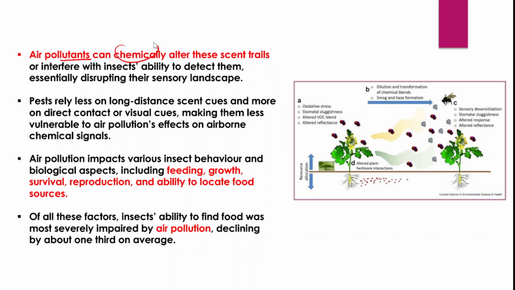Now, air pollutants can chemically alter these scent trails, and once they alter these scent trails, they can also interfere with the insect's ability to detect them, essentially disrupting their sensory landscape over a period of time. And in fact, these pests which harm and destroy the crops rely on less long-distance scent cues compared to the beneficial insects, right? So when we talk about the pests, they also rely on communication, but their communication is very short when we compare it with the beneficial insects, because beneficial insects very often have longer communication, and increasing air pollution has been interrupting this longer communication of these species.